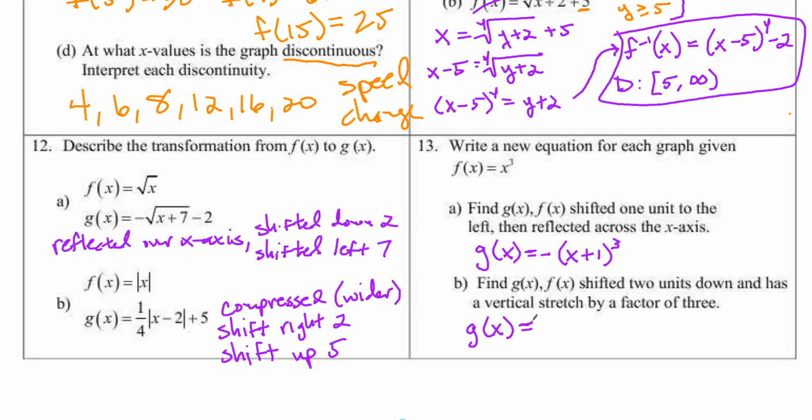So stretch and compress, that's changing the a value. If it's stretched by 3, that means it can turn into 3x cubed. There's no horizontal shift, so I don't need a parentheses. It's shifted down 2 units, so that's just going to be minus 2.